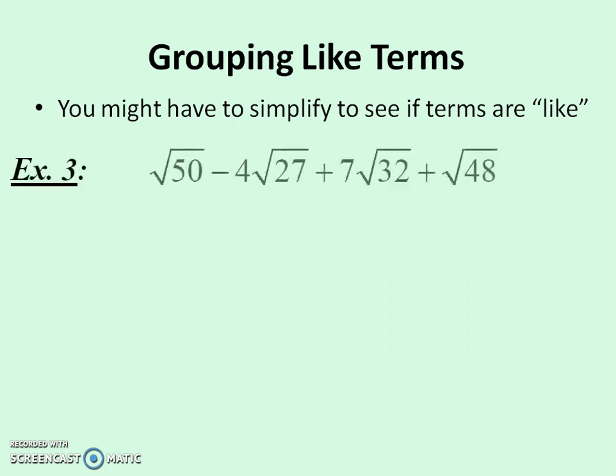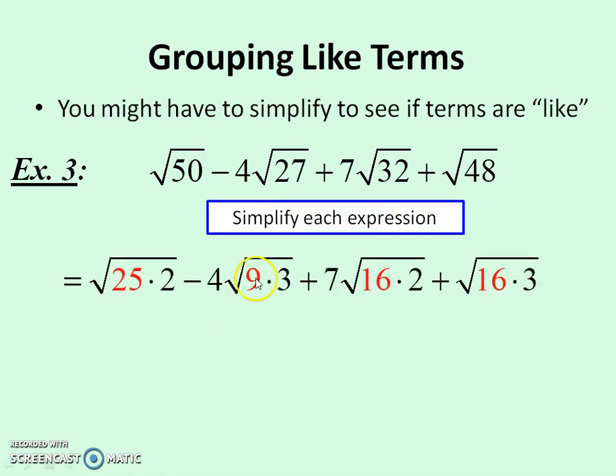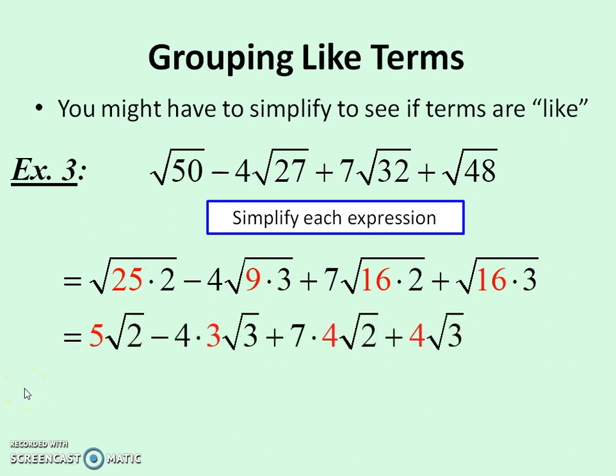In a slightly more complicated example, you might see something like this, where to see if things are combinable or simplifiable, you have to simplify each individual expression first. So 50 is 25 times 2, 27 is 9 times 3, 32 is 16 times 2, and 48 is 16 times 3. I picked these factors because each one has a perfect square factor. Those are the red ones, and when I remove them, I get this.